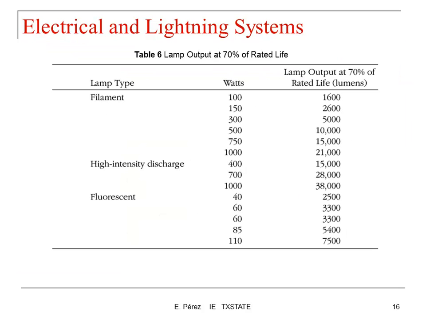So we have table 6 here. So depending again on the type of lamp that you have, we can refer to the watts. So let's say we have a 60 watt lamp. You can get the lamp output at 70% of the rated life of the lamp.